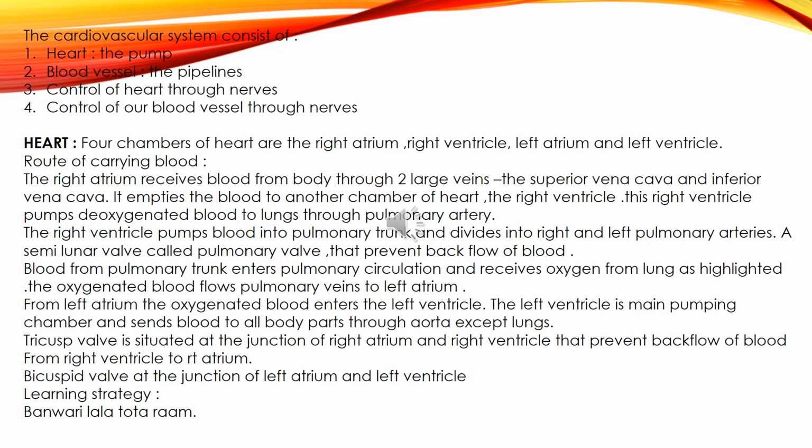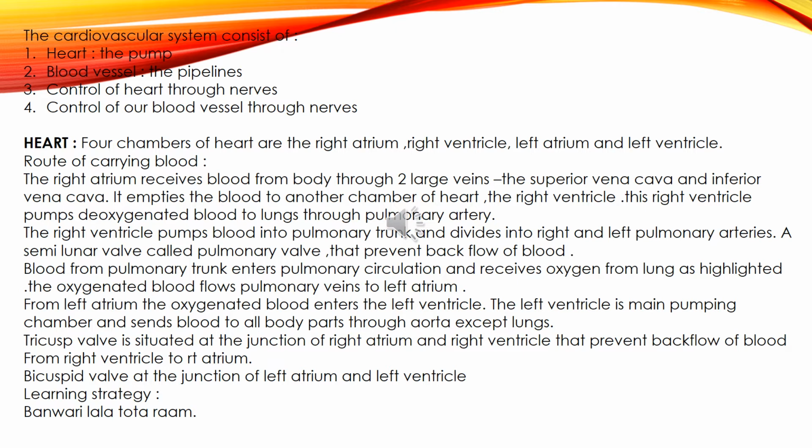The cardiovascular system consists of the heart, blood vessels, control of the heart through nerves, and control of blood vessels through nerves, because we know the nervous system is the one who controls everything. So the main parts we study are the heart, blood vessels, how nerves control the heart, and how nerves control the blood vessels.